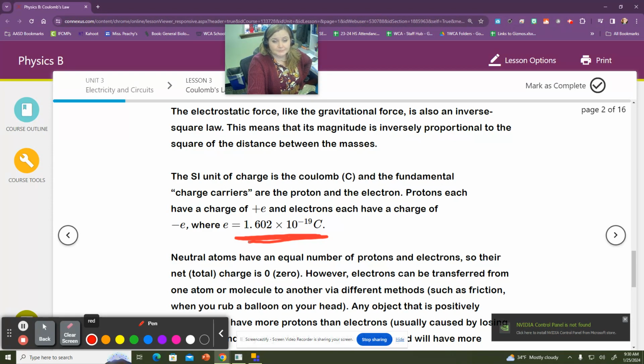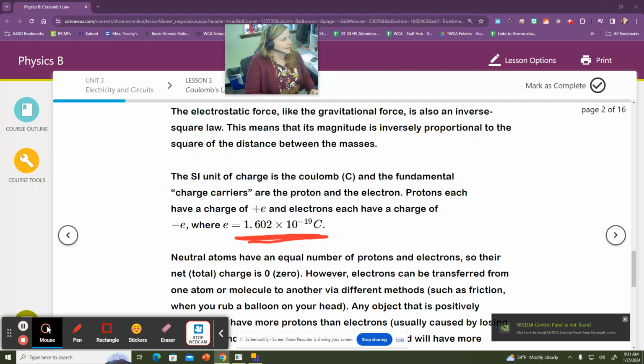One electron has the charge of 1.602 times 10 to the negative 19 coulombs. So a coulomb is a larger unit to make it easier for us to look at things on a macro level, because electrons are really, really tiny. If we just used the charges of individual electrons or tried to count individual electrons, it would be ridiculous.